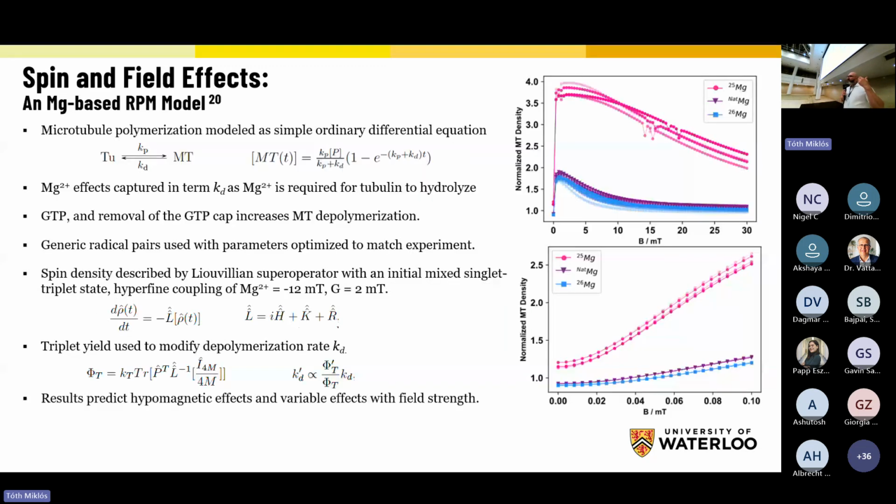Working with our collaborators at the University of Calgary, we were trying to come up with a mechanism that could describe this. Christoph Simon and Dr. Hadi Zadeh-Haghighi are experts in modeling radical pair mechanisms. And so they developed a radical pair dependent model of tubulin polymerization, which they ran both in the presence and absence of different isotopes of magnesium, as well as in the presence and absence of a magnetic field.